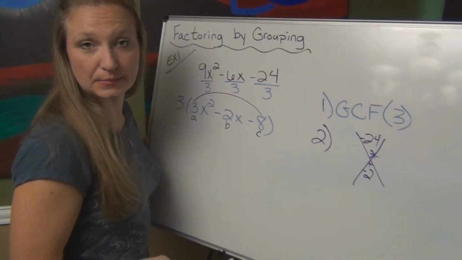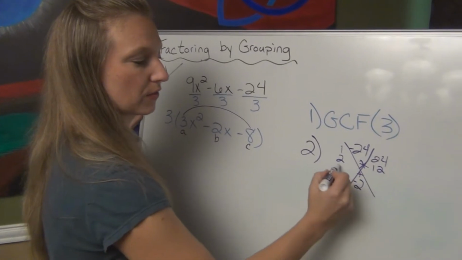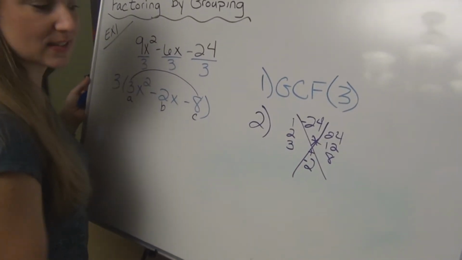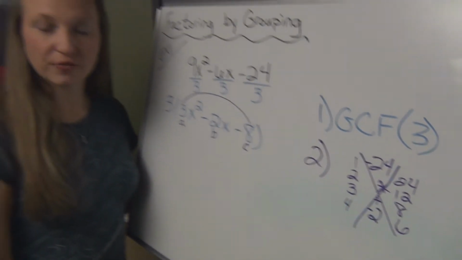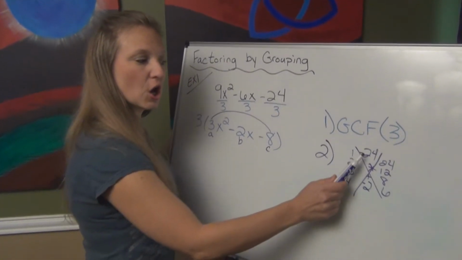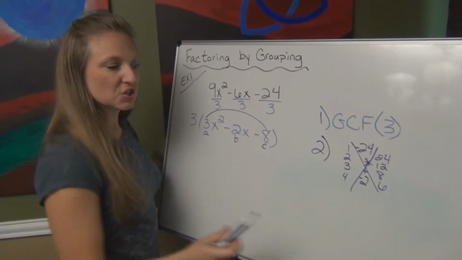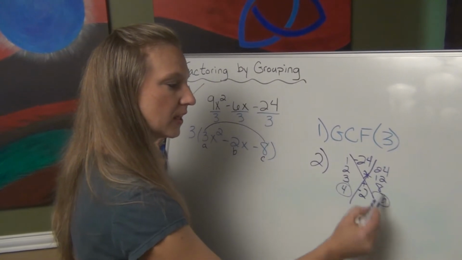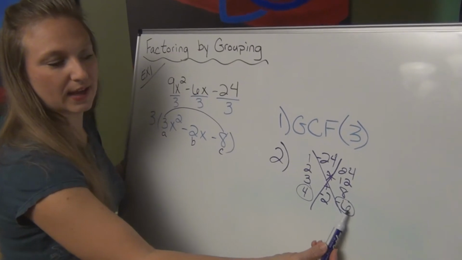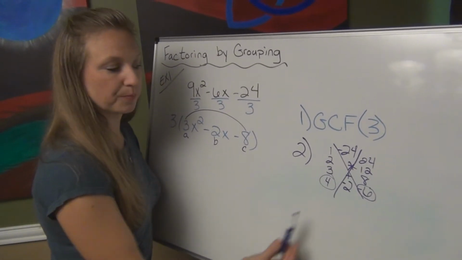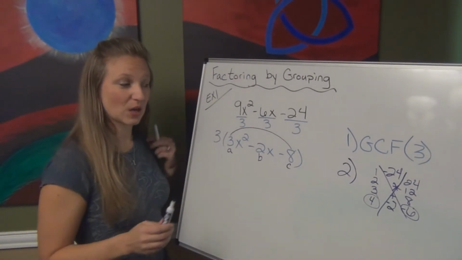So let's think of what multiplies up to 24. Well, we've got 1 times 24, 2 times 12, 3 times 8, 4 times 6. That's pretty much all of our combinations. Now we know one of them is going to have to be negative because it's multiplying to a negative 24. So when we look at these two numbers, if I make this 6 negative, it will add to negative 2. Negative 6 times 4 is negative 24. 4 plus negative 6 is negative 2. So we found our two numbers that work.